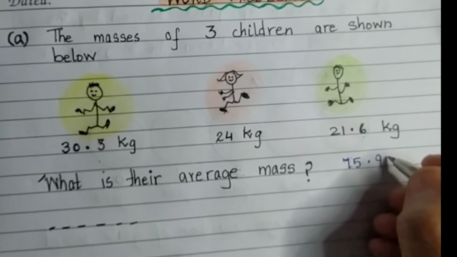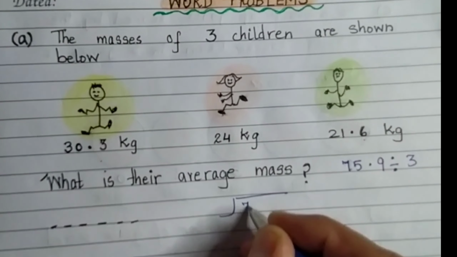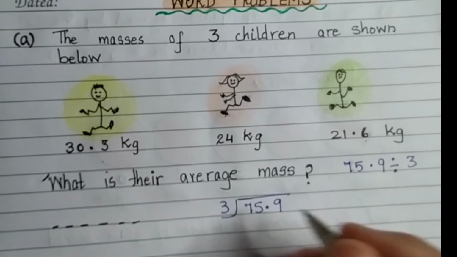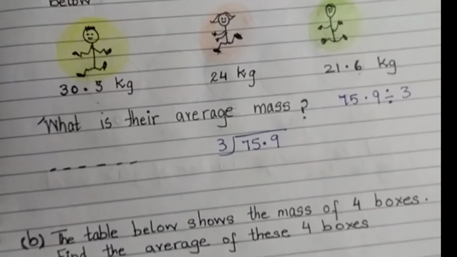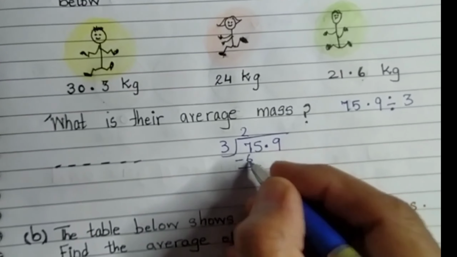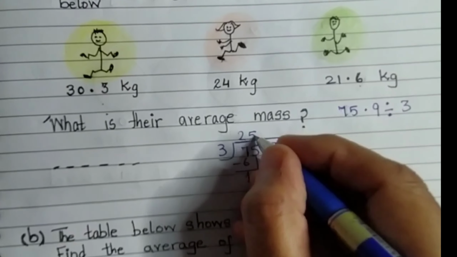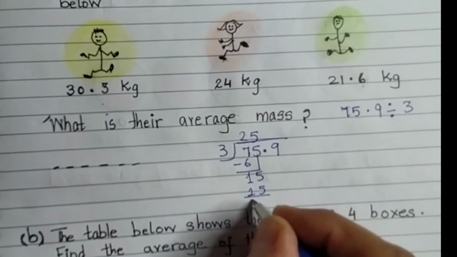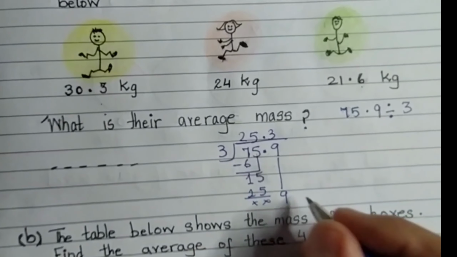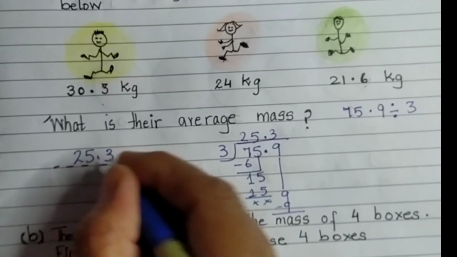And how many children were there? There were 3 children. So when you divide 75.9, I'm showing you this division specially to those students who are still having issues understanding decimals, division of decimals. 3 2s are 6. We minus it. 7 minus 6 gives you 1. Bring down the 5. 3 5s are 15. And then put the decimal up and bring down the 9. 3 times 3 is giving us 9. So the answer is 25.3 kg.